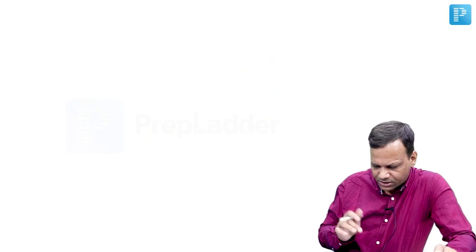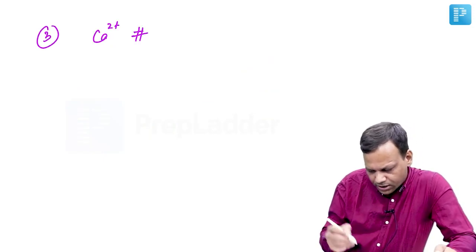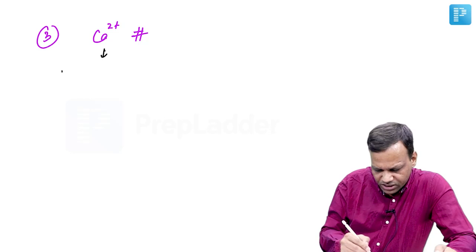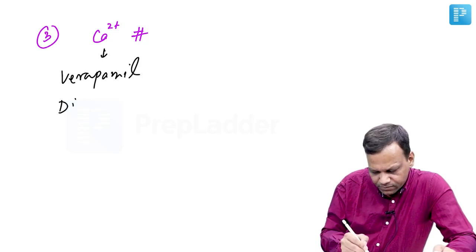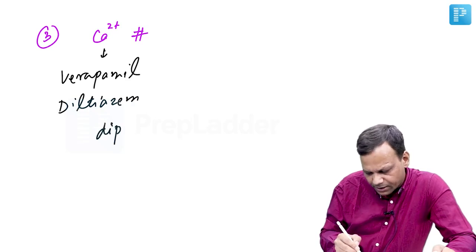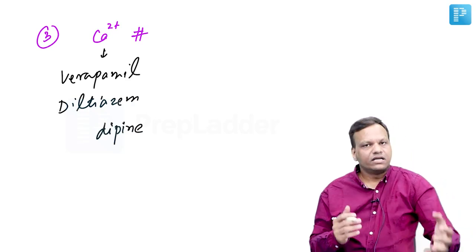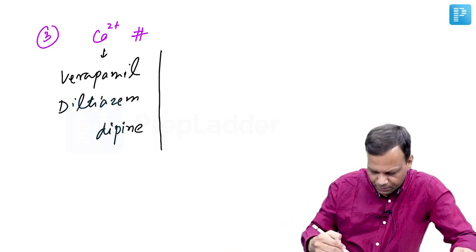Then the third mechanism is calcium channel blockers. Three groups of drugs we have. One is verapamil. Second is diltiazem. And third, any drug ending with dipine, like nifedipine, amlodipine, nicardipine. So these drugs can be used in hypertension.